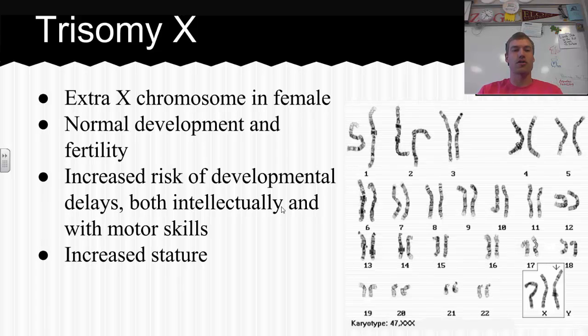And then finally, we've got Trisomy X, which is an extra X chromosome in females. Normal development and fertility. However, there is an increased risk of developmental delays, both intellectually and with motor skills. And Trisomy X individuals are actually generally a little taller than the average female.